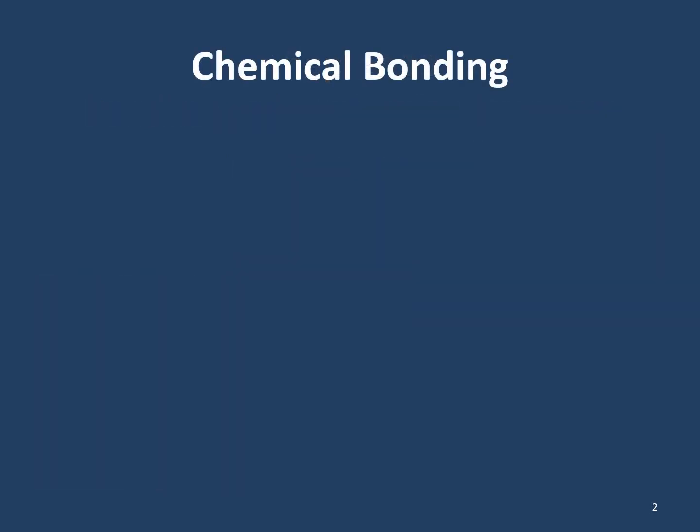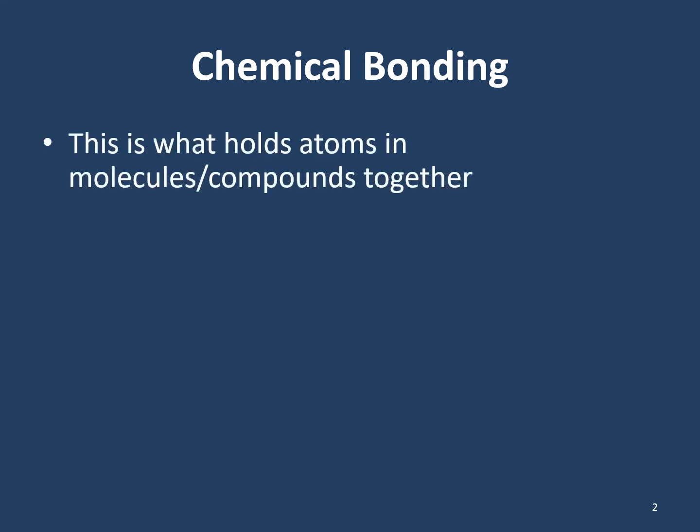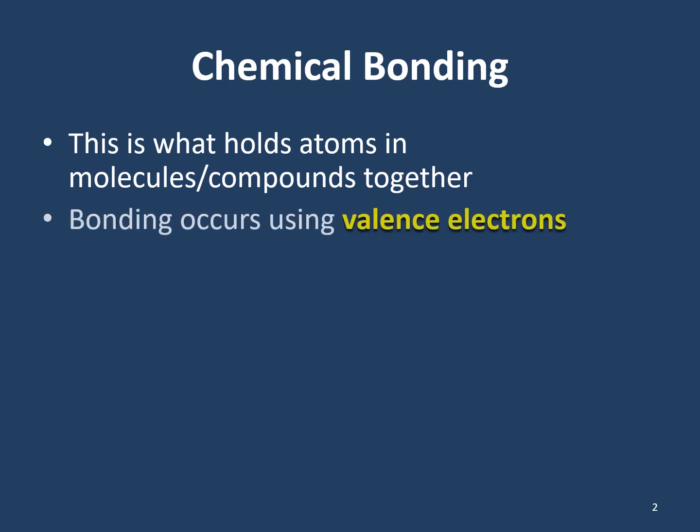So let's talk about chemical bonding. We've already learned about two types of chemical bonds. We know hopefully by now that they're what holds atoms in molecules and compounds together. What we haven't been told is that bonding always uses valence electrons, which is a keyword from the end of chapter 7.